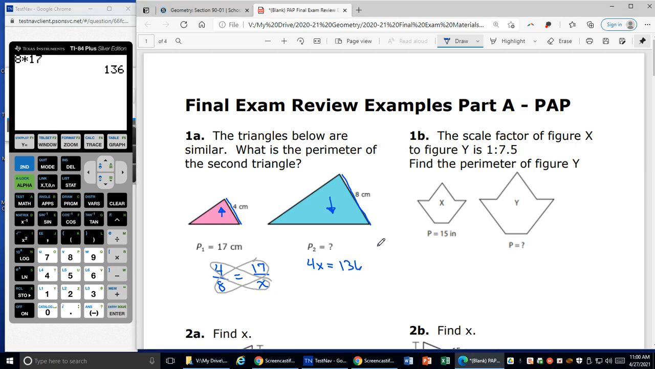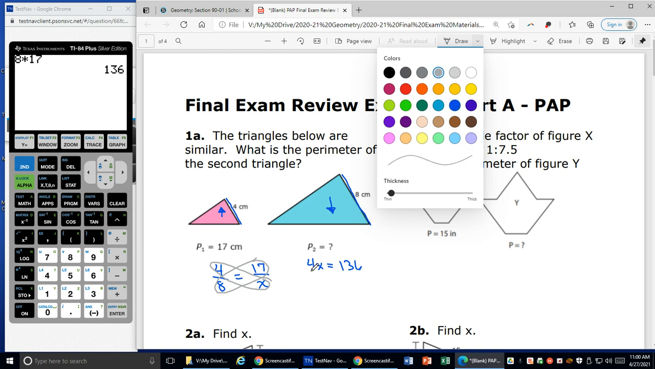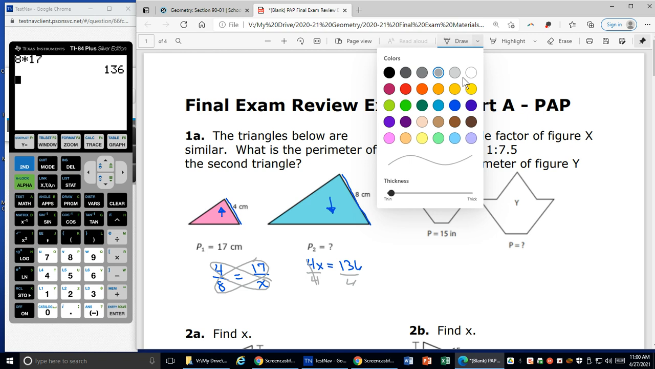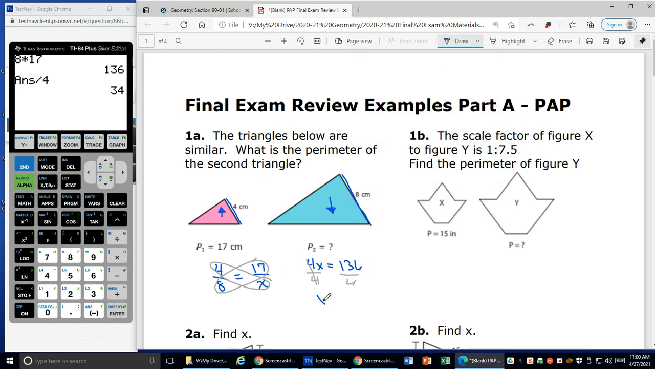136. So to find x, all I need to do is do my division property of equality, divide both sides by 4, and x equals 34. My units here are centimeters.